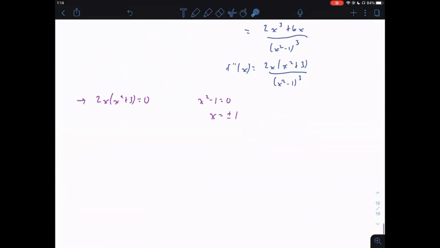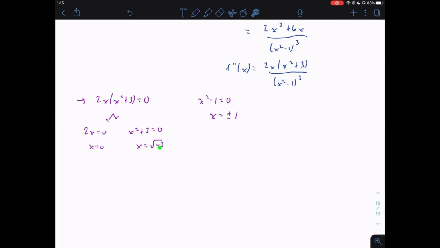Okay. Now, to solve for the second one, we have two factors of x here. So we've got to set each one of those two equal to 0. So 2x equals 0 and x squared plus 3 equals 0. Solving the first equation gives us x equals 0. But if we solve the second equation, we're going to get the square root of negative 3.